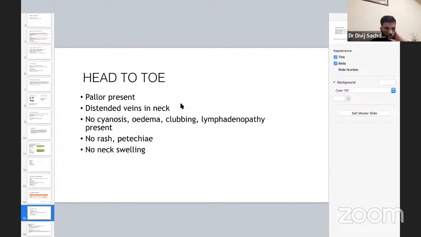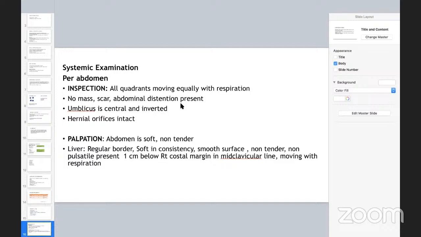On your head to toe, you did not feel that the child's face was swollen? No, sir. Not on the day I examined the patient, there was no swelling on the face. Yeah, so probably he continued on therapy.